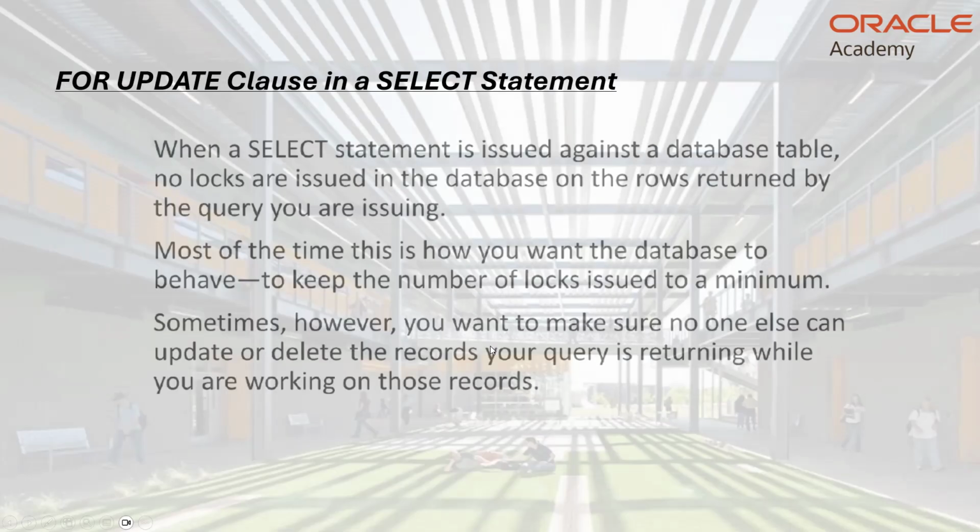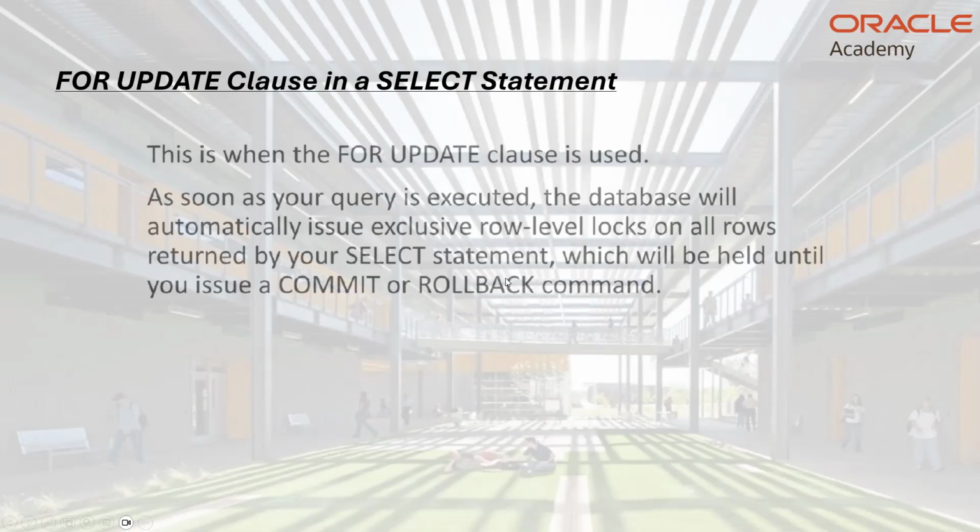All right, but we have something that we can use to ensure that we're not going to violate integrity constraints. When a select statement is issued against a database, no locks are issued. This is something that's pretty common in Oracle. Most of the time, this is how you want the database to behave. Sometimes, however, you want to make sure no one else is changing that record while you're selecting it. This is when the for update clause is used.